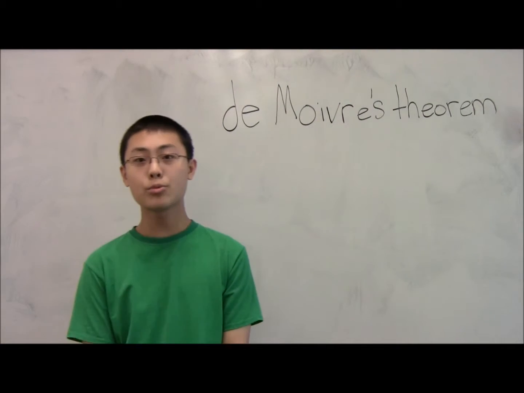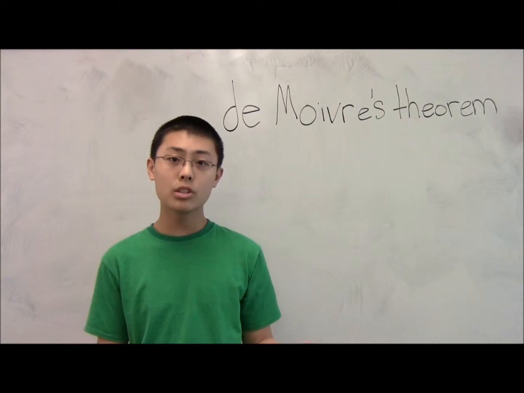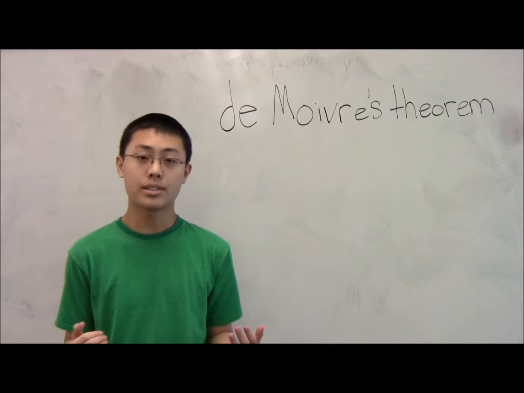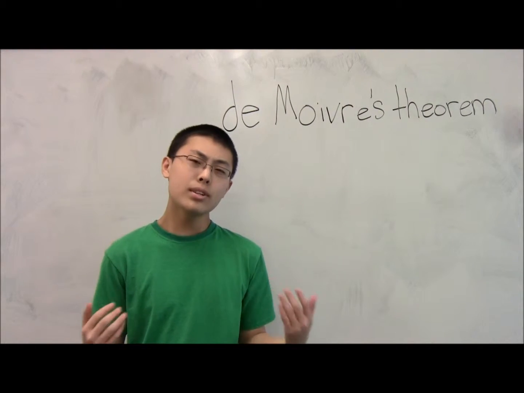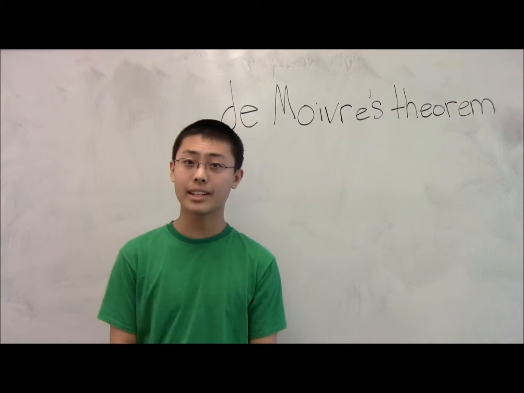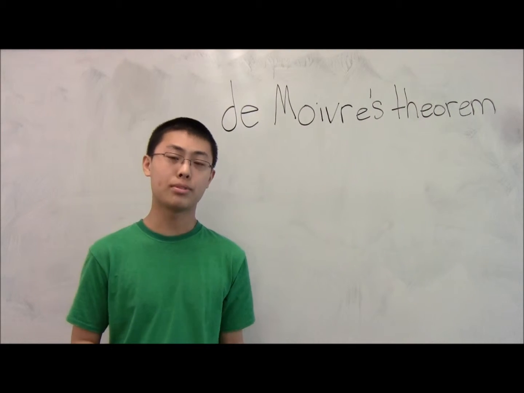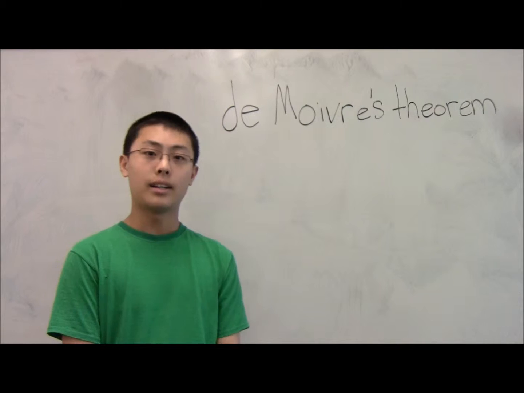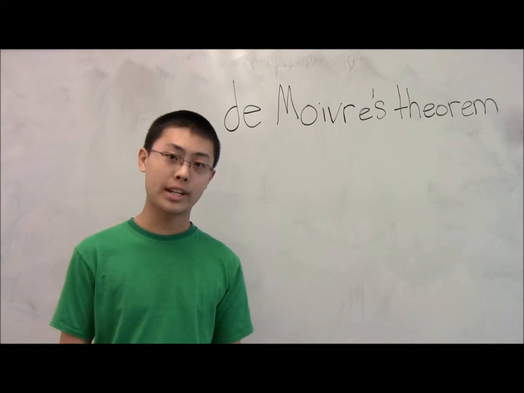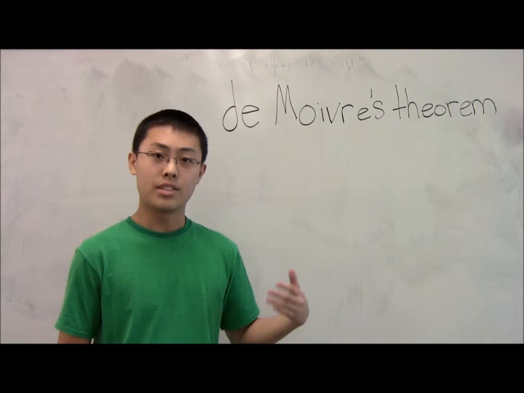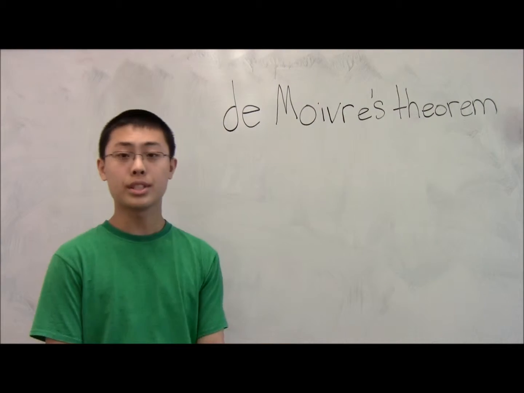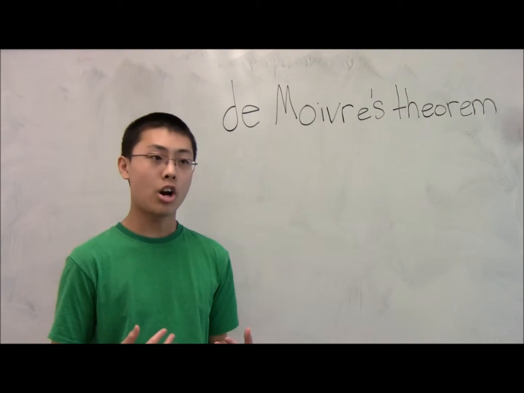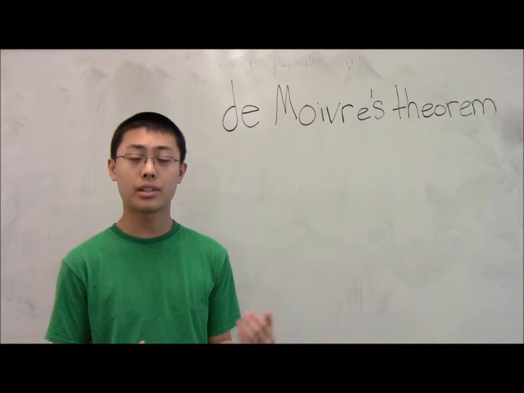Hey guys, my name is Richard, and today we're going to be talking about de Moivre's theorem. De Moivre's theorem is something you would typically encounter in a high school pre-calculus class, somewhere towards the middle of the year, after you've learned about some of the trig identities, the double angle formula, which we will be using today, and when we will be talking about complex numbers.